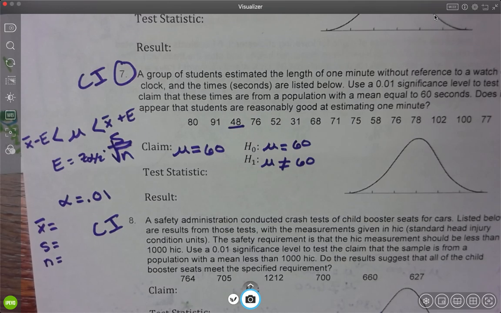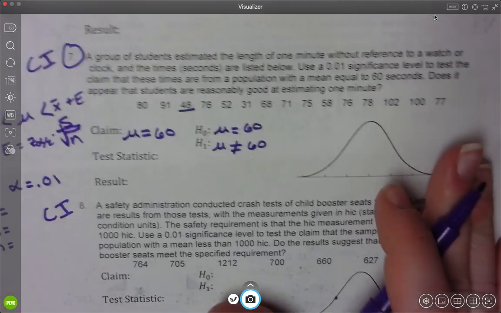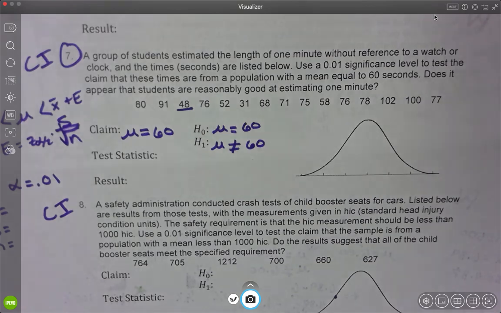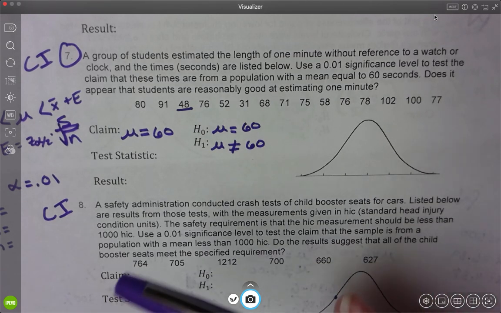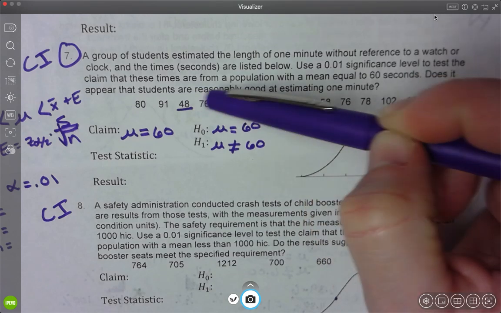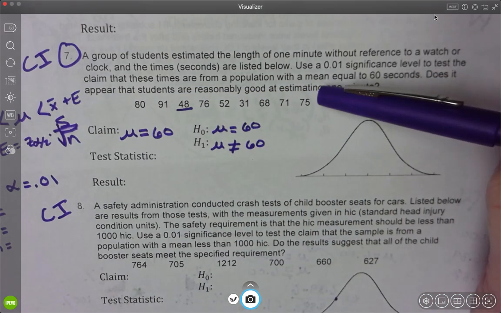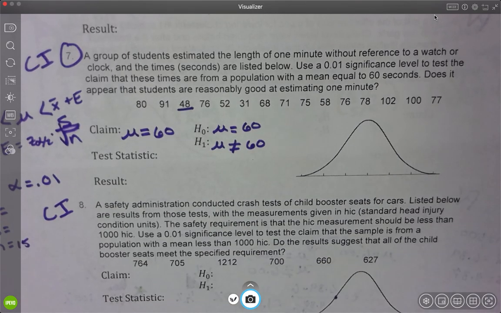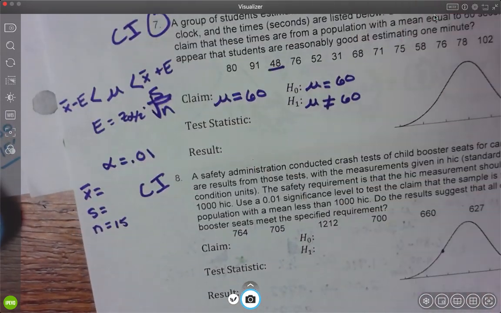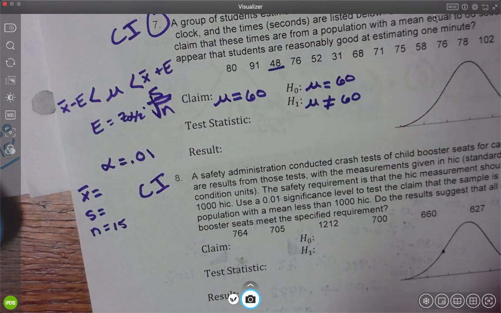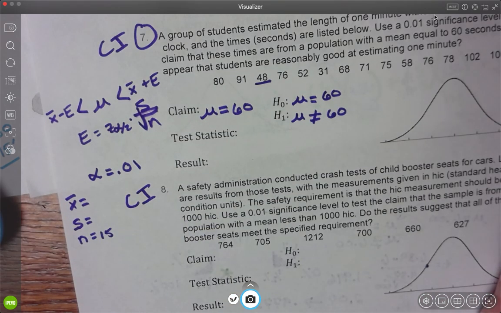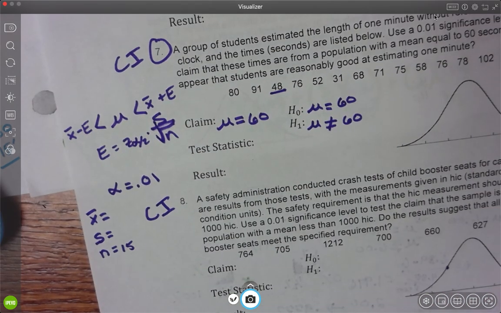So how do I find what n is? n is going to be how many numbers we have all together. It doesn't say, so let's count them. 1, 2, 3, 4, 5, 6, 7, 8, 9, 10, 11, 12, 13, 14, 15. 15 people for n. Even though that number is less than 30, we always use z for the confidence interval anyway, so don't worry about that for right now. s is going to be the standard deviation, and then we need to know the average of those numbers.